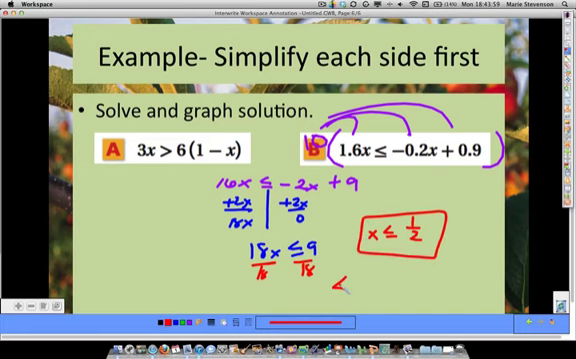And then of course our graph. 1/2, 2/2, 0/2, or just 0. Less than or equal to, that's closed circle to the left. Okay? Alrighty.